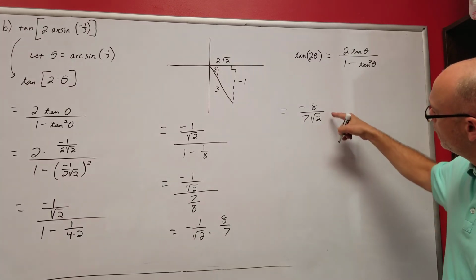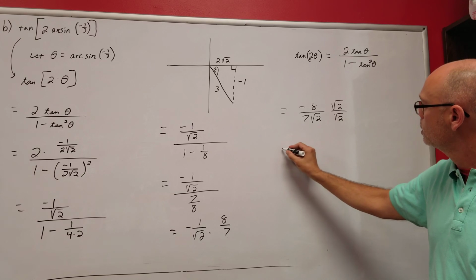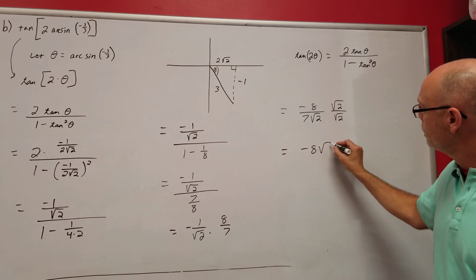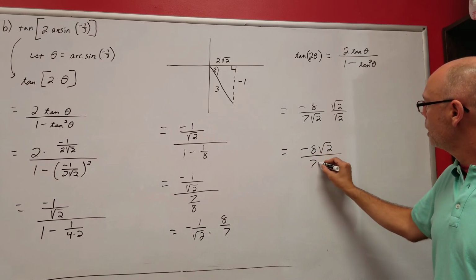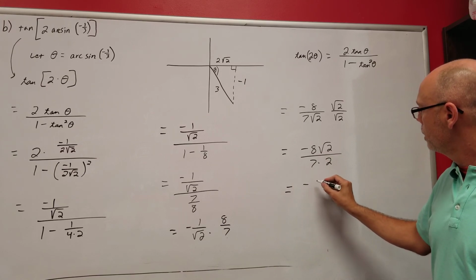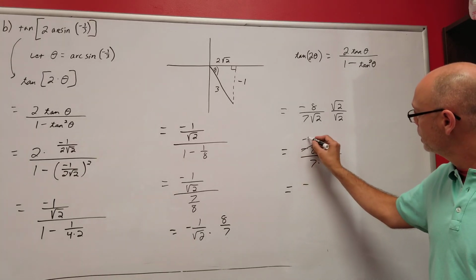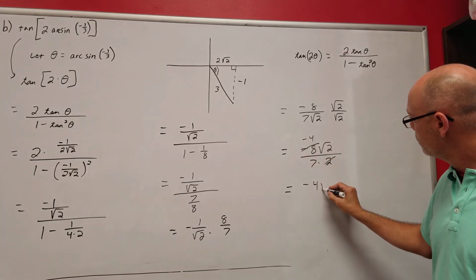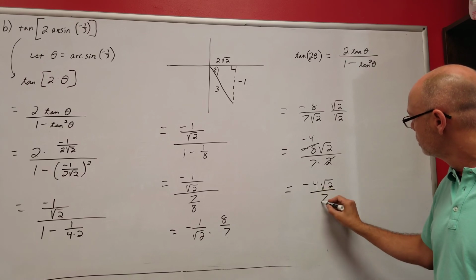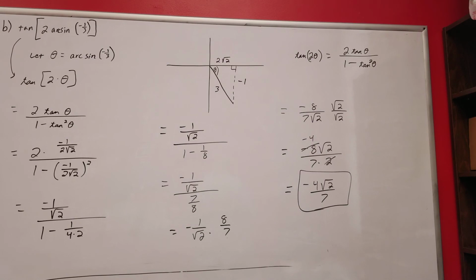Now what do I need to do here? Rationalize. So let's multiply by square root of 2 over square root of 2. We get negative 8 square roots of 2 over 7 times 2. Or I could say that is negative what? Divide that by 2, I get 1. Divide this by 2, I get negative 4. So I could say negative 4 square roots of 2 over 7 as my exact value there.